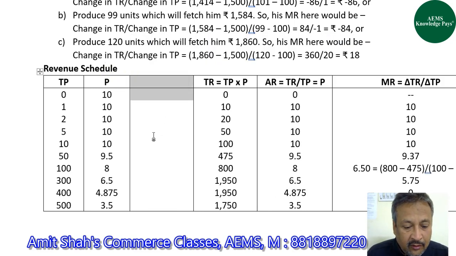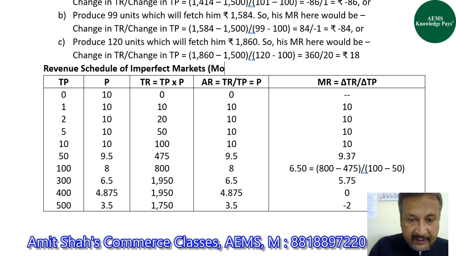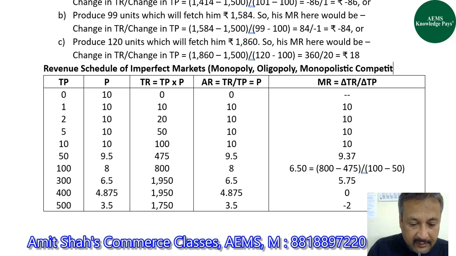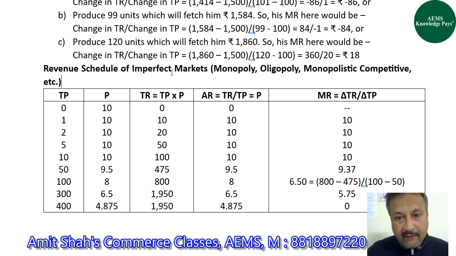So this is the revenue schedule of imperfect markets. Imperfect markets can be monopoly, can be oligopoly, can be monopolistic competitive market, can be any other, but not perfectly competitive market. So in all these markets, price elasticity of demand is not perfectly elastic.